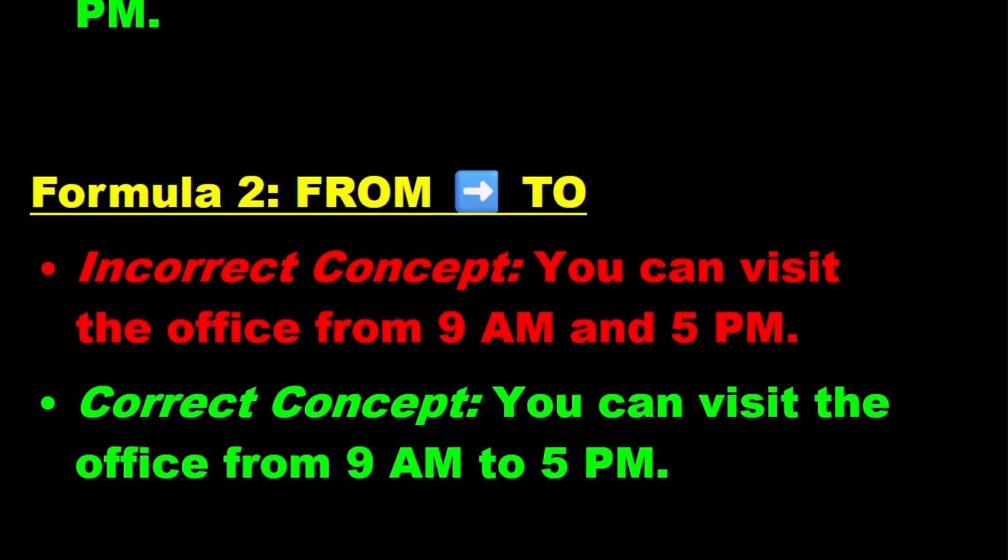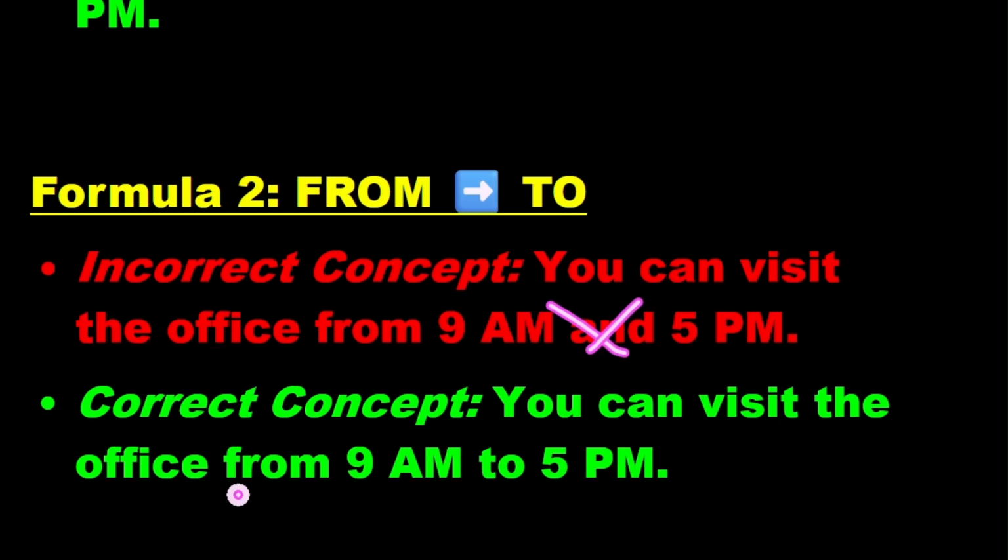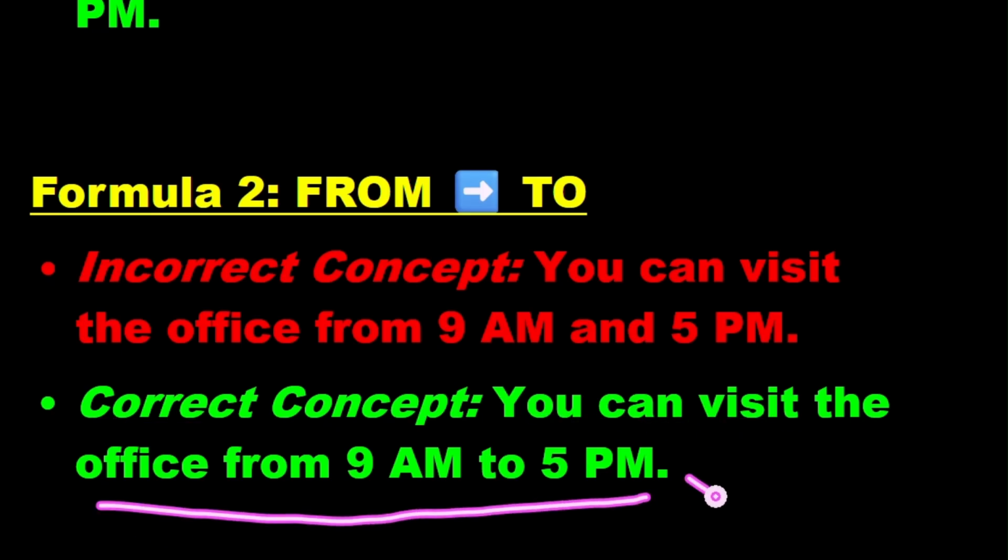Write down this equation. From always pairs with to. Incorrect concept. You can visit the office from 9 am and 5 pm. Correct concept. You can visit the office from 9 am to 5 pm.